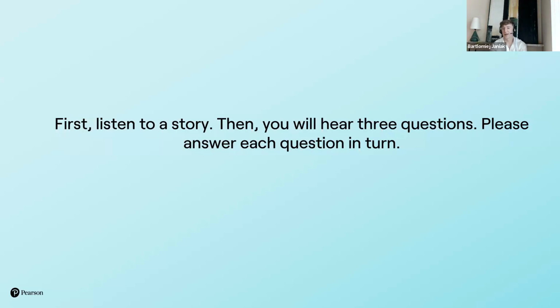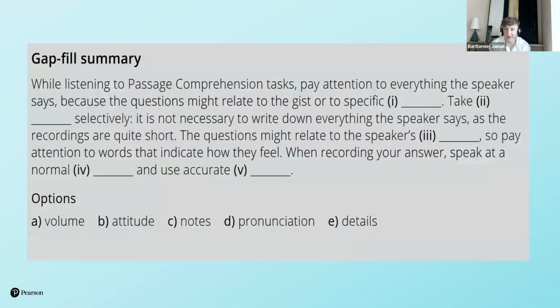Okay, so you listen to the story, and then you hear 3 questions, and you have to answer each question in turn. So first the story, then you hear the questions. You need to have the ability to retain the information and bring the information from the story so that you can answer those questions effectively. Okay, can you look at this small gap fill summary activity talking about passage comprehension, and try to complete this activity using the chat?